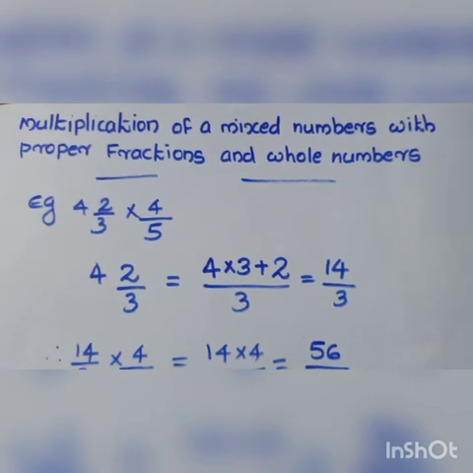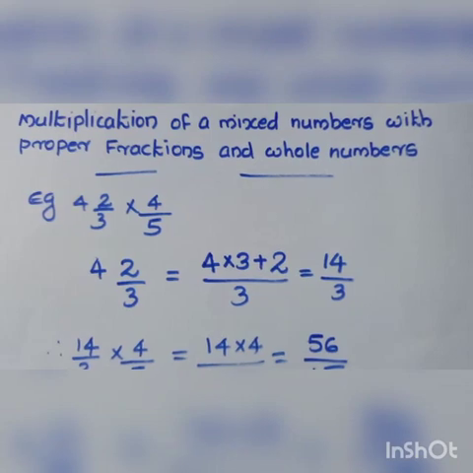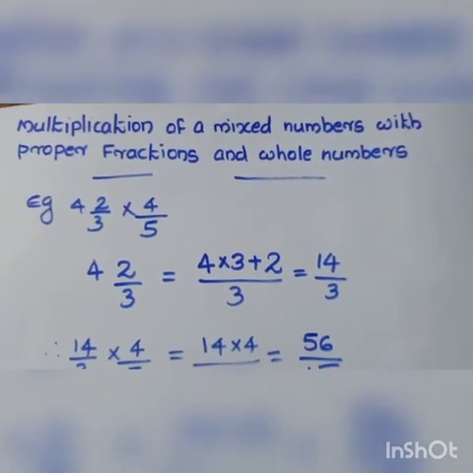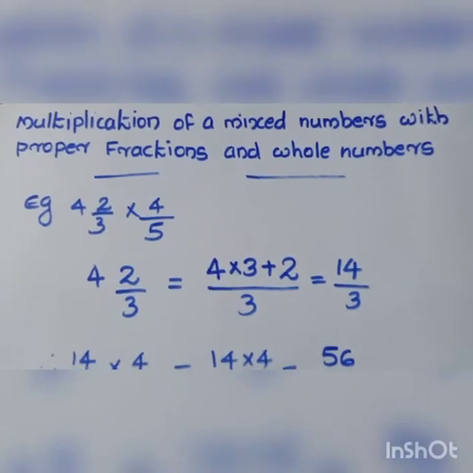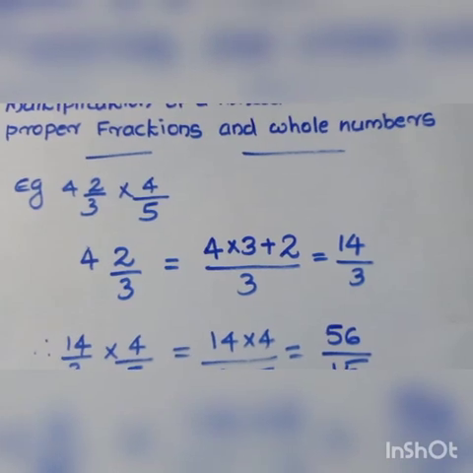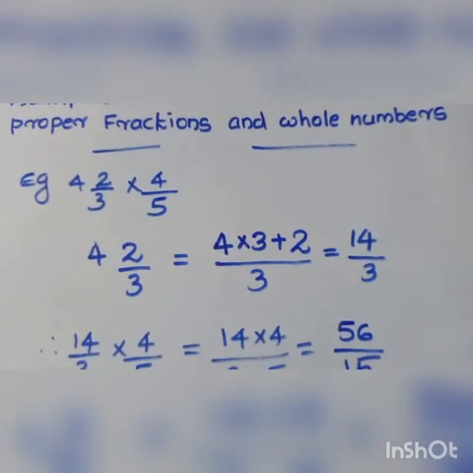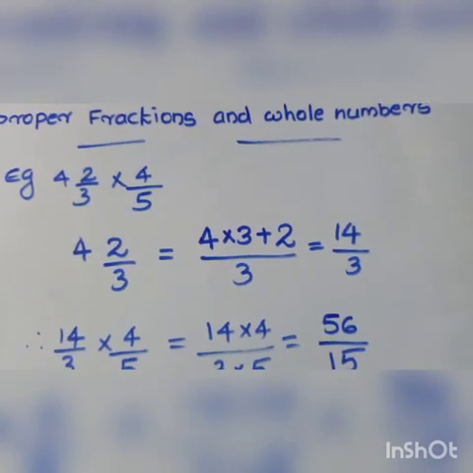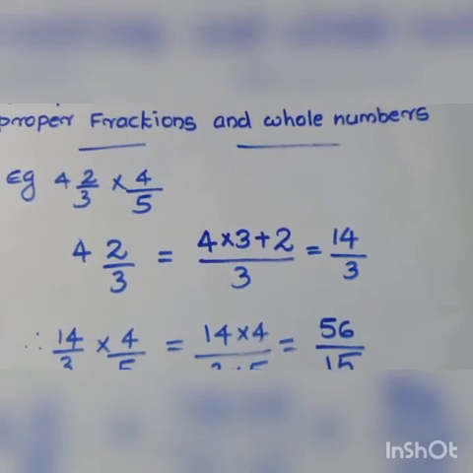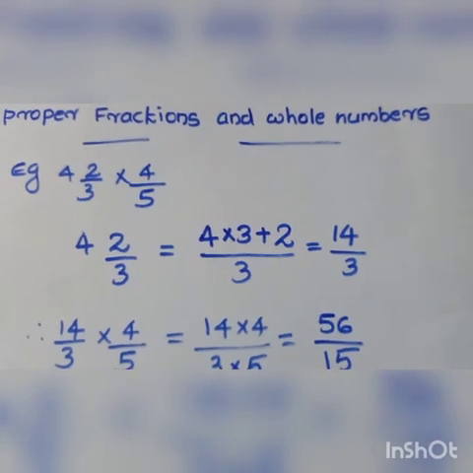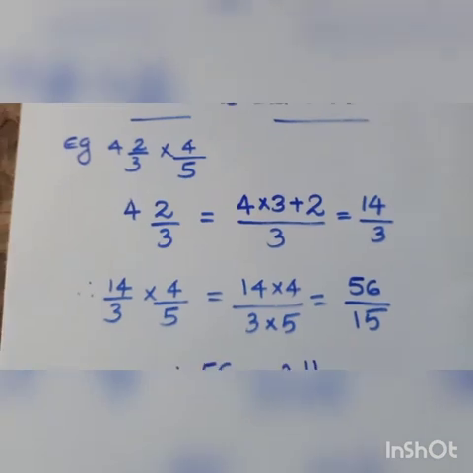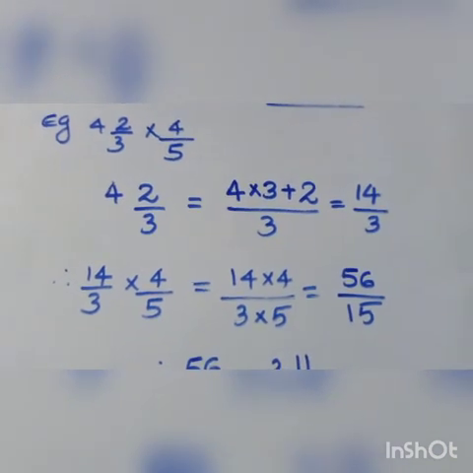For example, 4 2/3 into 4/5. First, we convert the mixed fraction into an improper fraction, that is 4 2/3. So first multiplying 4 into 3 plus 2, whole divided by 3. 4 into 3 is 12, 12 plus 2 is 14. 14 divided by 3.